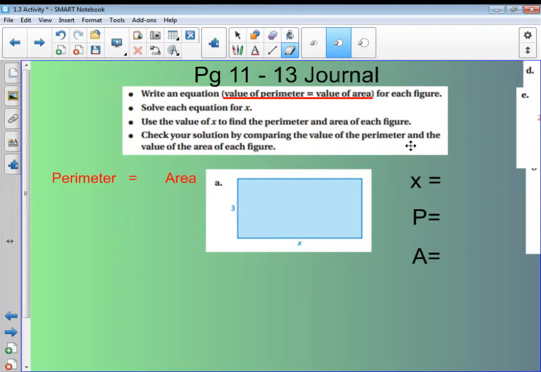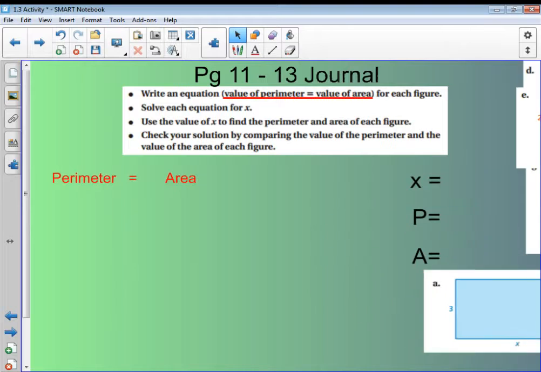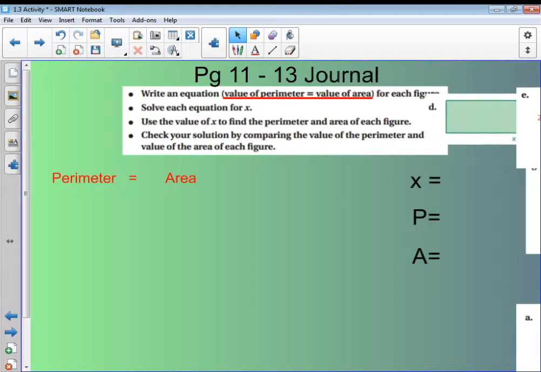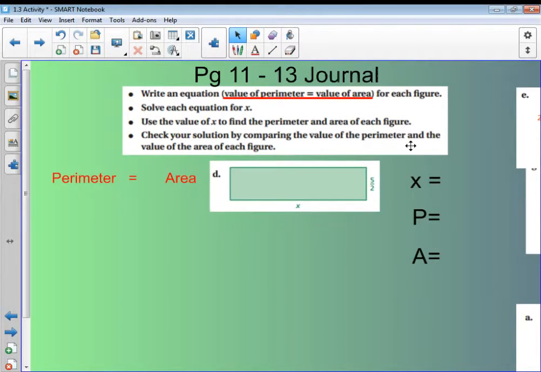Same thing, we're going to solve for x, so we're going to have to set up our equation first. Let's do letter D. Now this one has a fraction over here. If you don't like to work with fractions, you are perfectly welcome to change that to its decimal form.